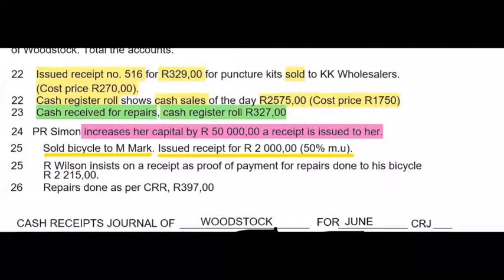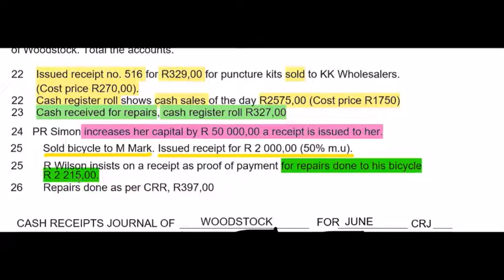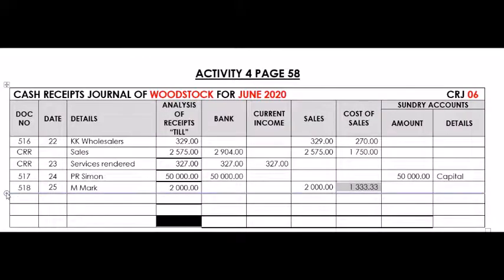Then, on the 25th, R. Wilson insists on a receipt as proof of payment for repairs done to his bicycle, 2,215 Rand. Okay, so now, once again, we've done a repair. So this 2,215 Rand that we received from R. Wilson is for services rendered, not for selling. Therefore, it will go to the current income column in the CRJ.